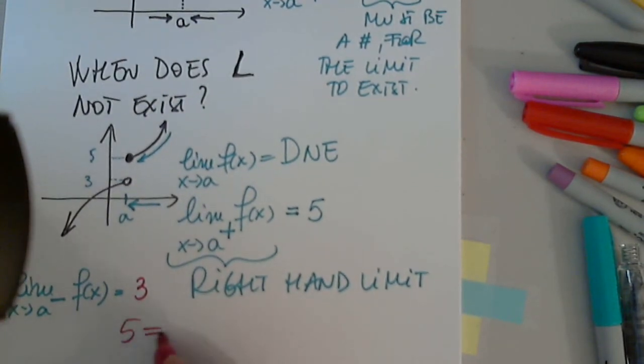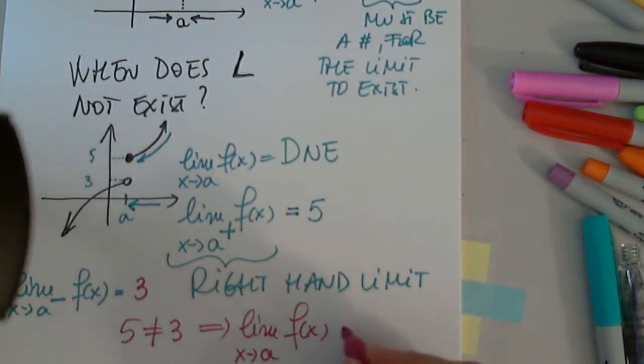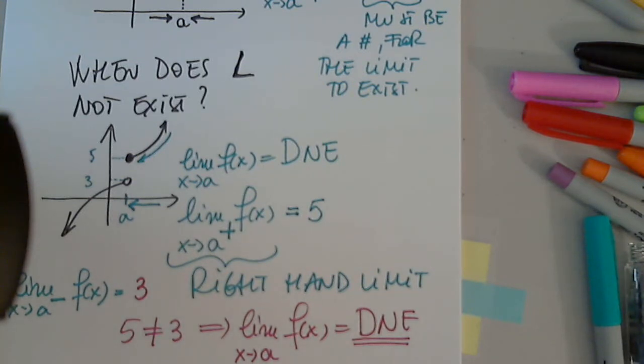Since 5 does not equal 3, we conclude that the limit of f of x as x approaches a from either side does not exist. Better, everyone? Questions?